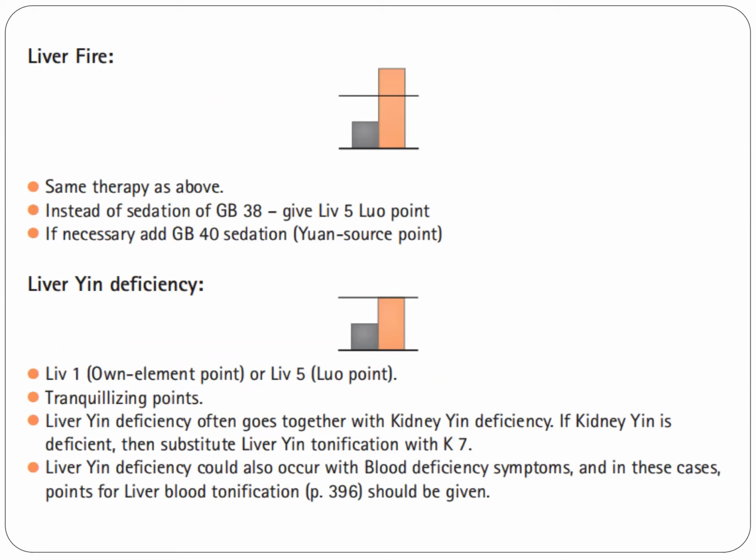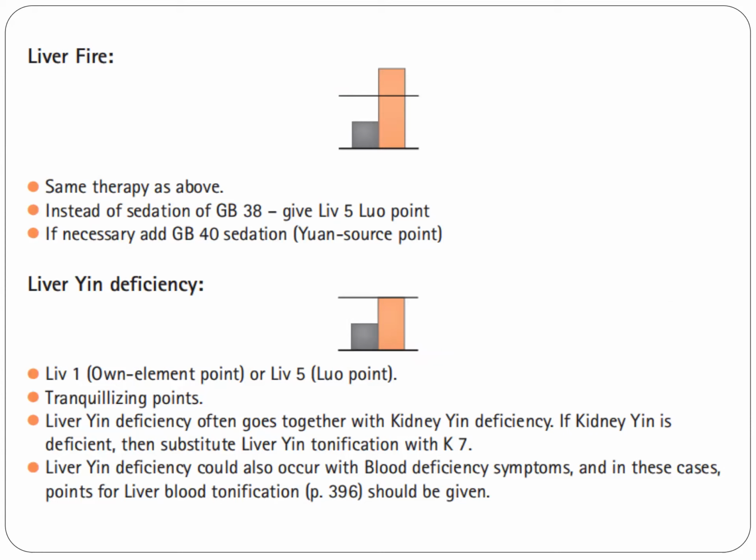In liver fire, same therapy as above. Instead of sedation of gallbladder 38, give liver 5, the luo point. If necessary, add gallbladder 40 sedation, which is the yang source point.